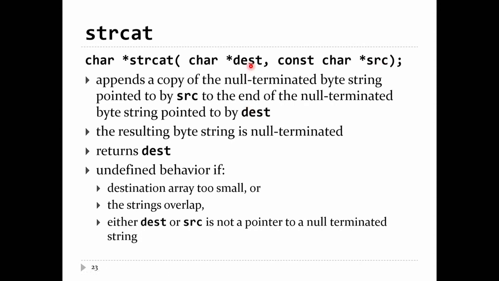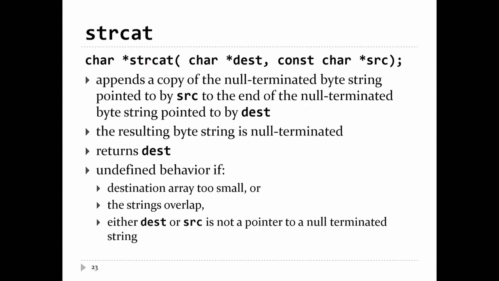So there has to be enough room in the destination array to hold the concatenated string. That's a big security problem. It's very easy to create a destination array that's too small. When you join source to the end of dest, you now run past the end of the destination buffer.